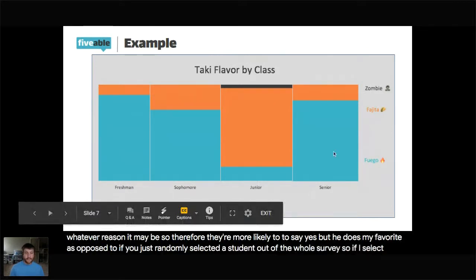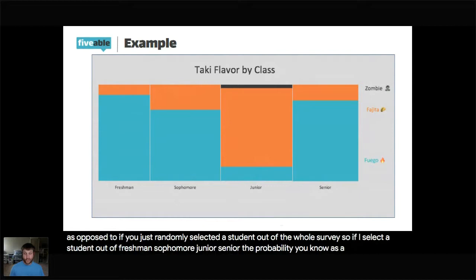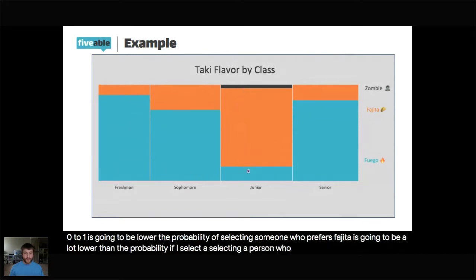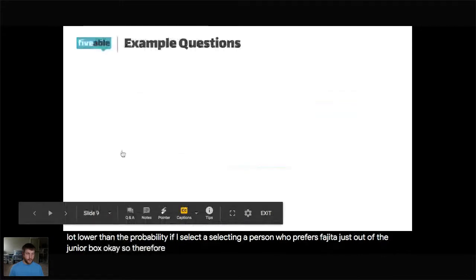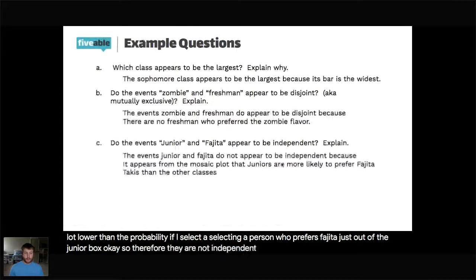So if I select a student out of freshman, sophomore, junior, senior, the probability, as a proportion from 0 to 1, is going to be lower. The probability of selecting someone who prefers fajita is going to be a lot lower than the probability of selecting a person who prefers fajita just out of the junior box. Okay, so therefore they are not independent of each other.